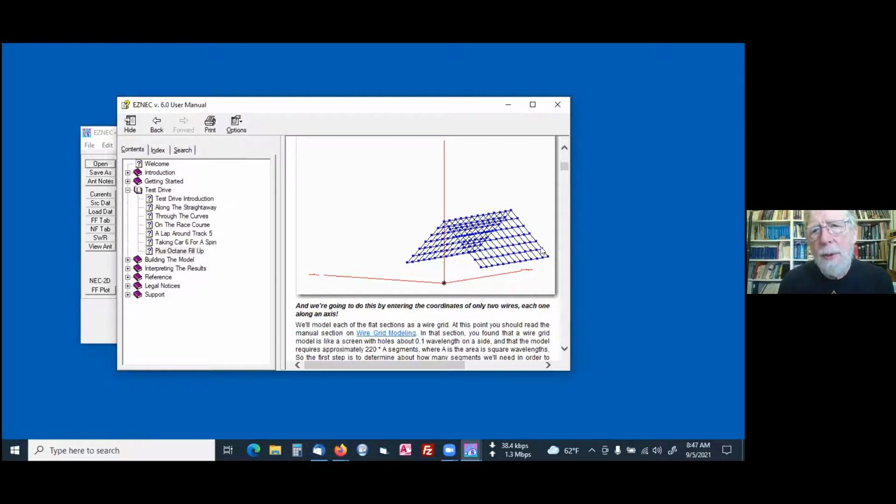So this is 1, 2, 3, 4, 5, 6 wires all in series. You can imagine how many wires there are in this model. There's a whole mess, but you can create this whole structure with EZNEC Plus or EZNEC Pro by entering coordinates of only 2 wires. And wires are along an axis, so that makes it even easier. It means the end coordinates on one axis are the same.